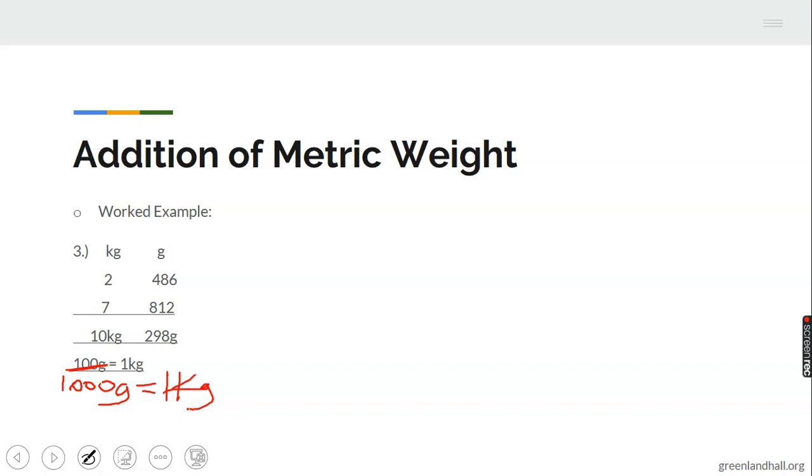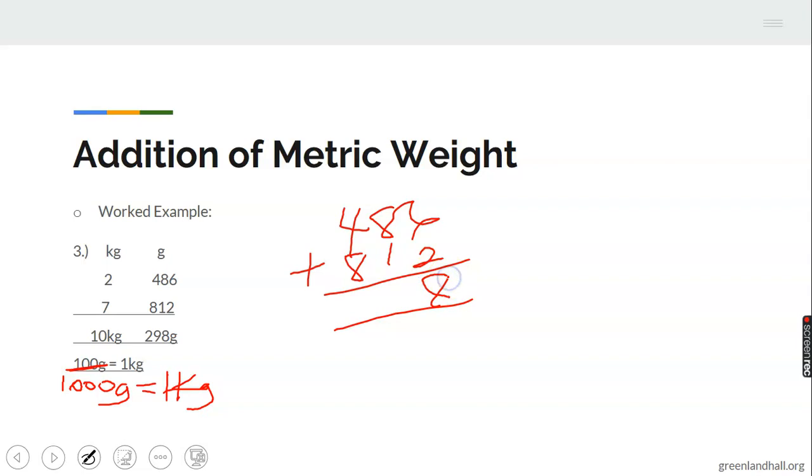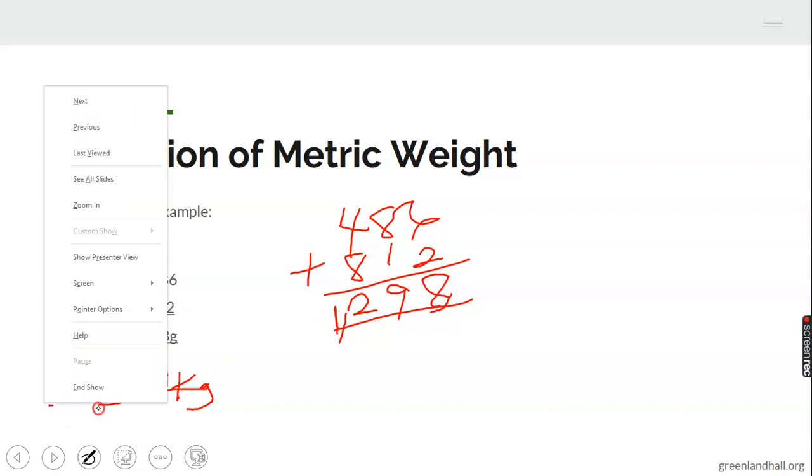Now let's see what we have here. 486 plus 812. Pay attention. Tell me, 6 plus 2 is what? That's 8. 8 plus 1 is what? That's 9. And 4 plus 8 is what? That's 12. So what do we have? You know we count 3 from the back. 1, 2, 3. Then you put your comma. You know this 3 means hundreds, tens and units. And after hundreds, tens and units, we have 1000. So what we have here is 1298. And take note of this. So 1000 grams.